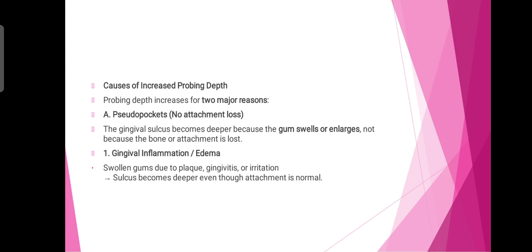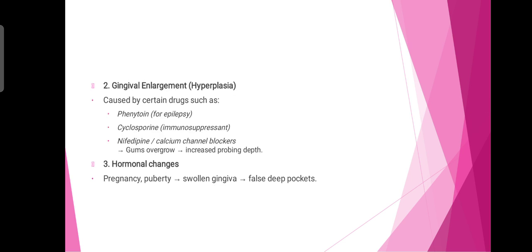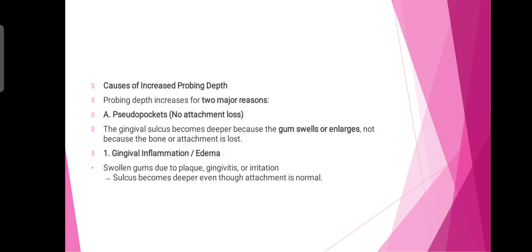Now, the probing depth can increase for two major reasons: pseudopockets, with no attachment loss, and true pockets. When there's no attachment loss, it can be gingival inflammation, gingival enlargement, or hormonal changes. They form pseudopockets. A gingival sulcus becomes deeper because the gum swells or enlarges, not because the bone or attachment is lost. In gingival inflammation or edema, the gums are swollen due to plaque, gingivitis, or irritation. The sulcus becomes deeper even though attachment is normal.